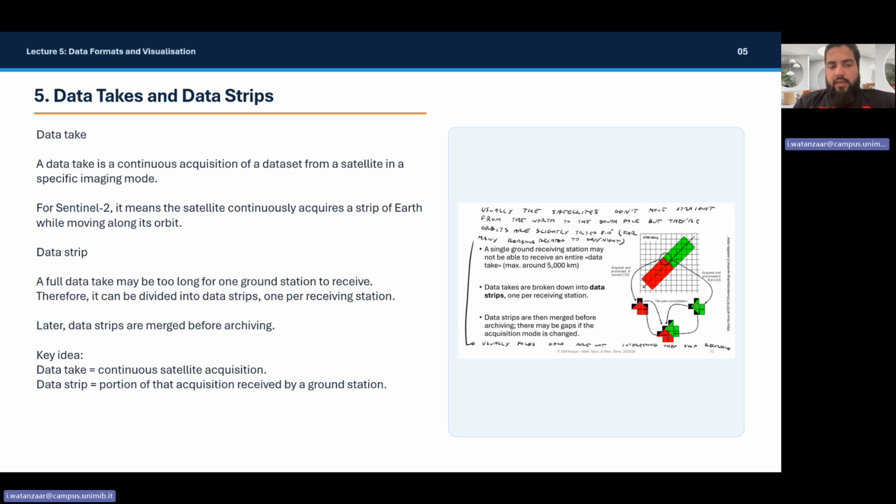So as I said, the key idea is that the data take is exactly the continuous satellite acquisition, and the data stripe is the portion of that acquisition received by a ground station. That is the whole idea.